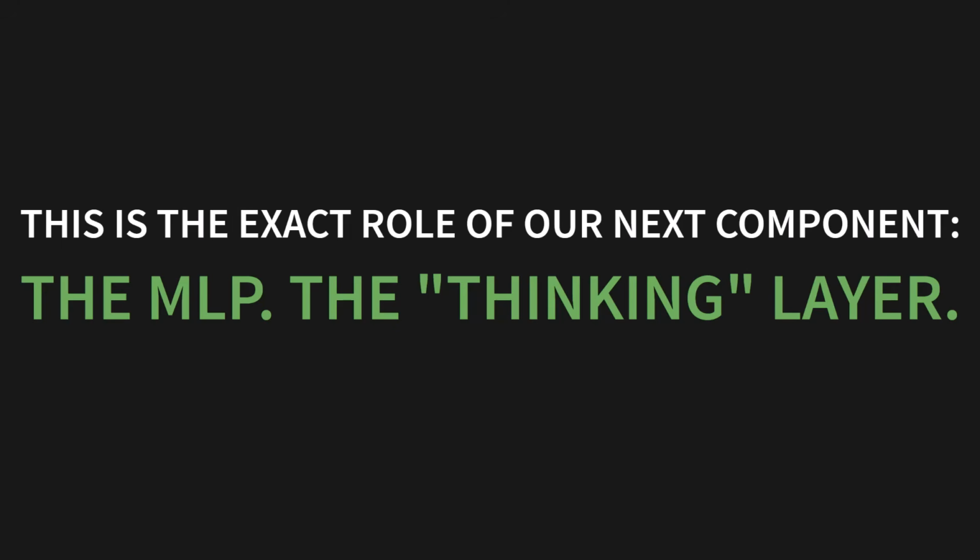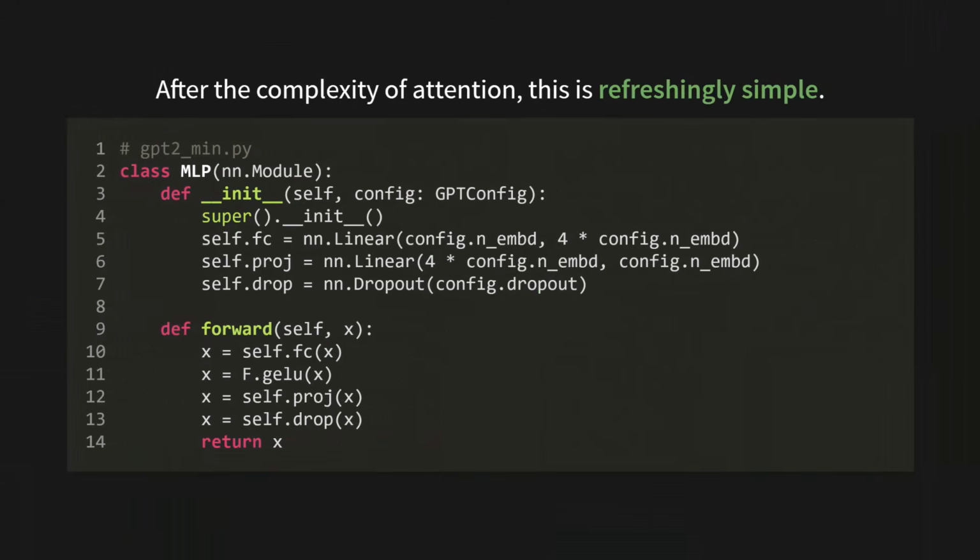And after the sheer complexity of attention, this is refreshingly simple. Check out the code we're about to build from gpt2_min.py. We have a class MLP that inherits from nn.Module. Inside the init, we have a fully connected layer called fc, a projection layer called proj, and a dropout layer. And the forward pass is just a few lines. That's it. So let's break down the roles.